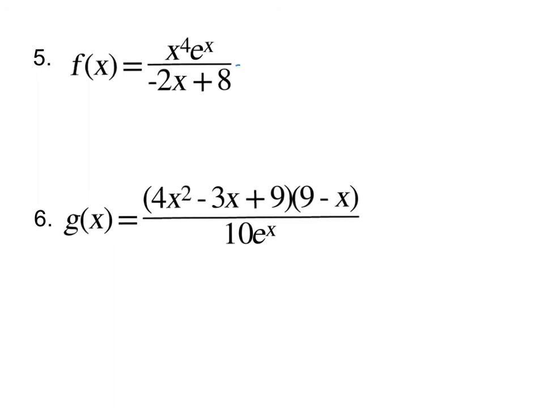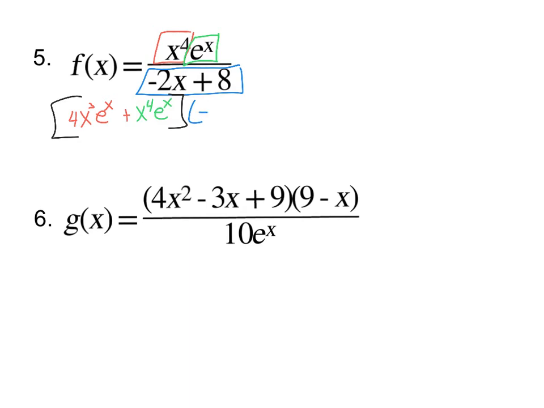All right, I'm going to color code. That bottom is blue, top first is red, top second is green. Okay, so the derivative of the top is a product rule. So I'm starting my product rule. 4x cubed e to the x plus, now the derivative of the second, x to the 4th e to the x. That's the entire derivative of the top. So that whole thing then has to get multiplied by the bottom.